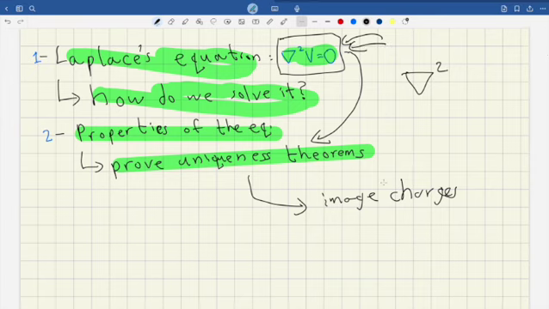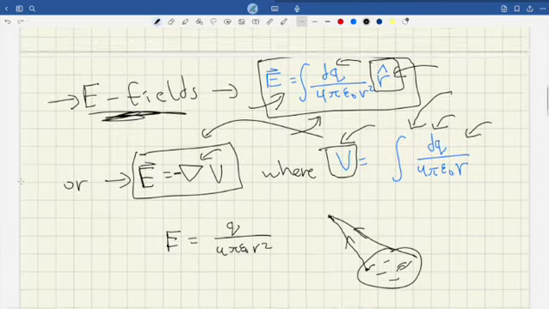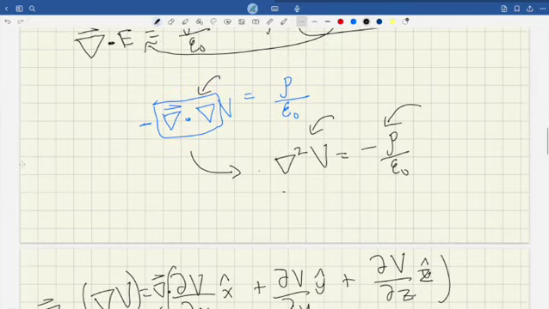The reason for that is that for the whole analysis of image charges and using Laplace's equation, this isn't the Laplace equation by the way, this is called the Poisson equation. We're going to be concentrating on regions of space with zero charge density, where this rho is 0.